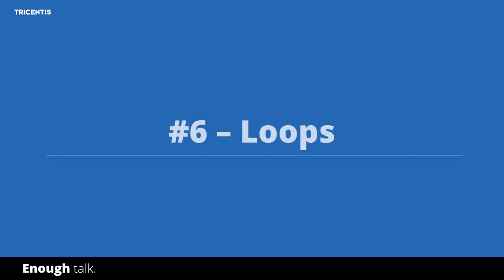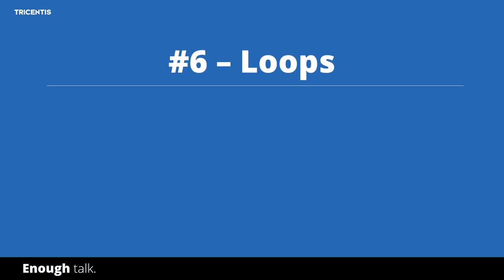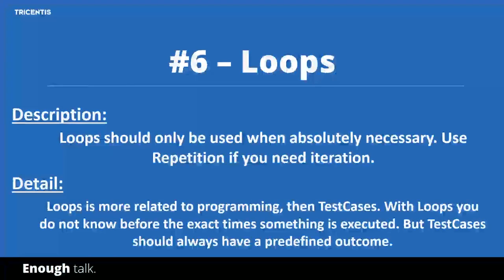Okay, let's go to the next one, loops. This is a thing that I have often seen, that instead of doing different test cases, people loop through tables and create very complicated loops with if statements and counters. But this is not the way Tosca should be used. Loops should only be used if absolutely necessary. And if you need to iterate through something, then you should use the repetition feature. I will show that in a moment.